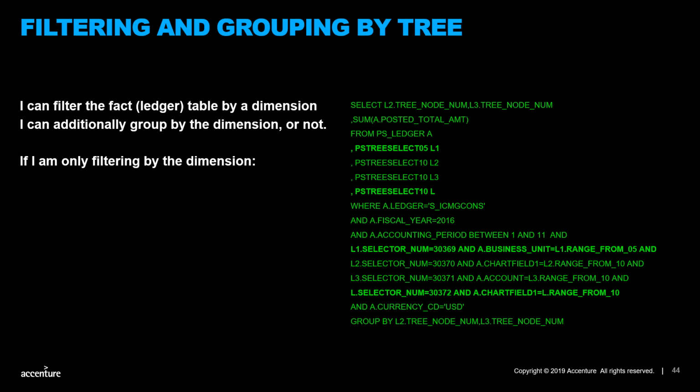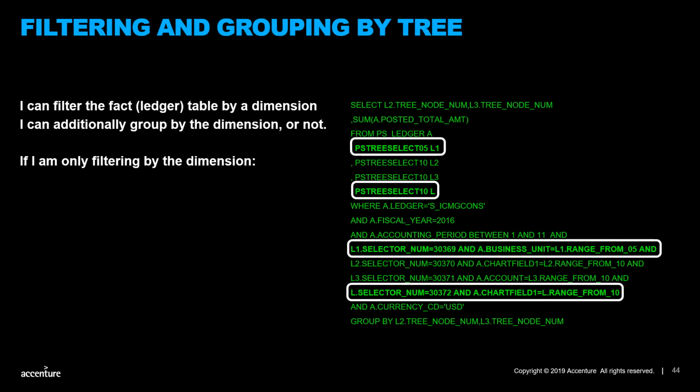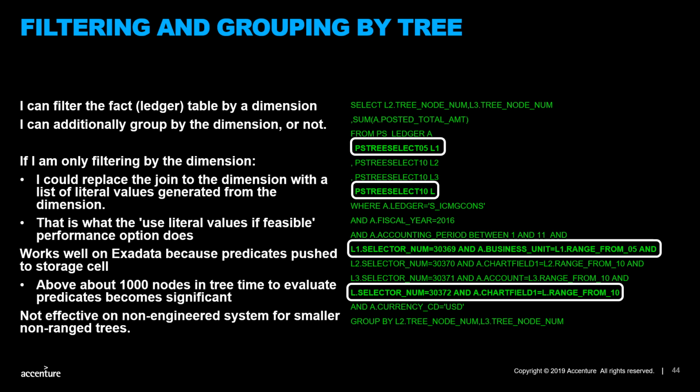In my nVision queries, some of the trees can be used to just filter by a dimension, and some can be used to filter and group. So here, these two dimensions are not referenced in the group by clause, so they are only there to filter. There is an optimization in PeopleSoft to replace this with a list of literal values that are in the tree selector. And we find that this works very well on Exadata because the predicates are pushed to the storage cell up to about 1,000 literal predicates, beyond which the time taken to evaluate the predicates becomes quite significant. And we find that this optimization is far less effective on non-Exadata systems. So the nature of the system you're working on will change the optimization decisions you make for the same application.